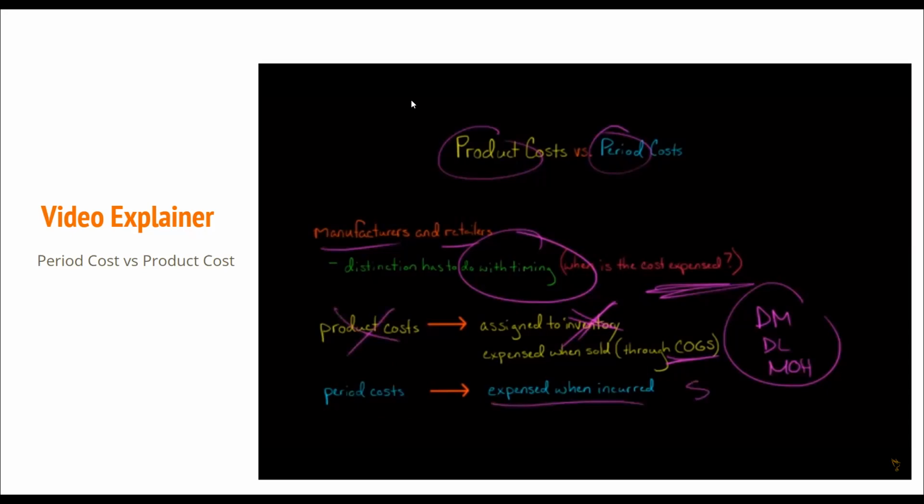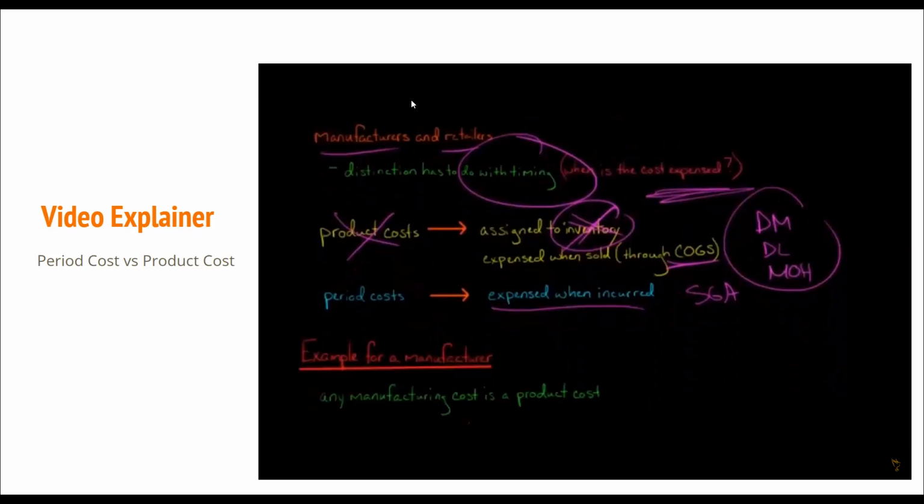An example would be selling, general, and administrative expense. So let's say you have sales commission. Okay, that's an example of a selling expense. In the period when you incur the sales commission, that's when you expense it. It doesn't become part of the company's inventory account or anything like that.